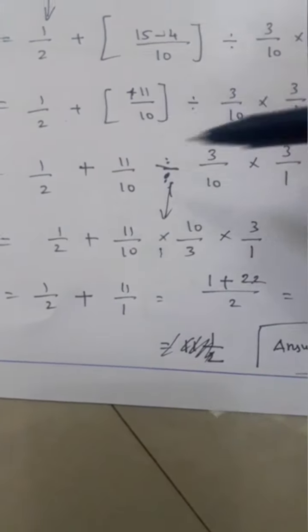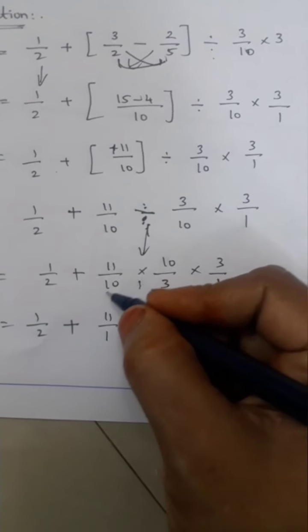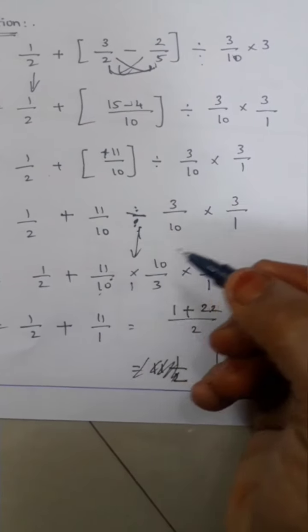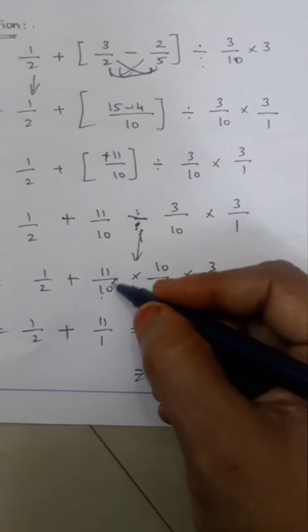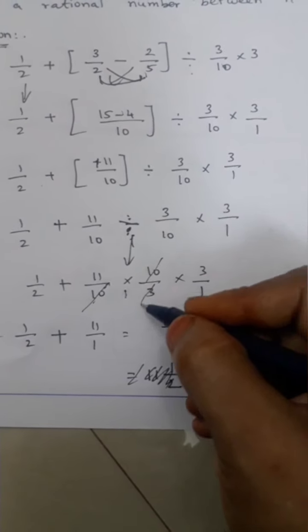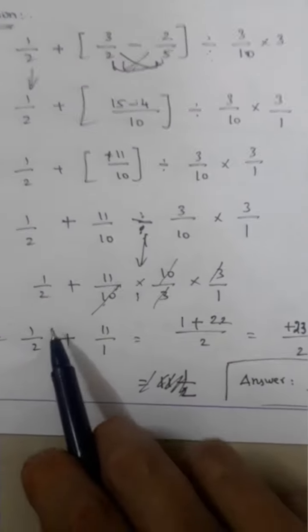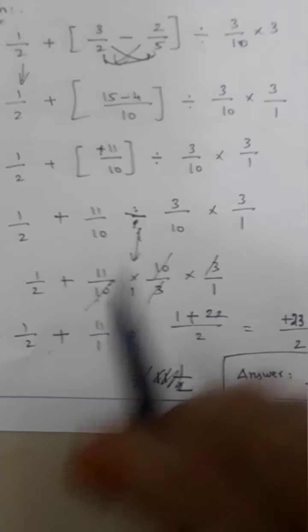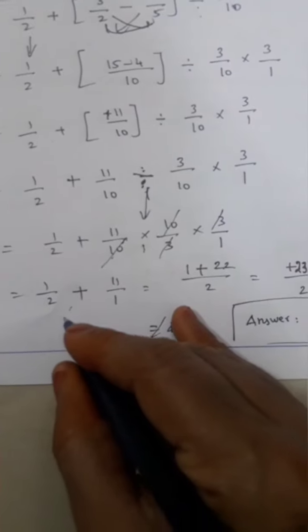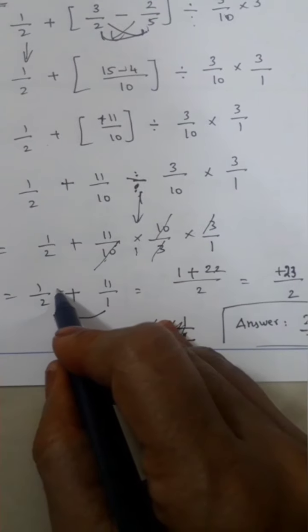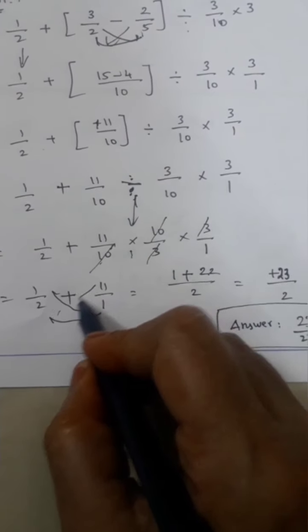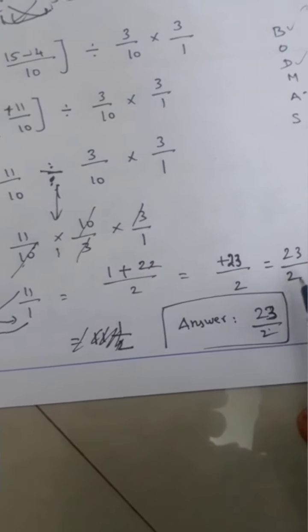3 by 1. Now 1 by 2. 10 10 strike out. Here 3 3 also strike out. What is the answer remaining? 11 by 1 is the only answer. So 1 by 2 plus 11 by 1. Now the 2 numbers are different, so do cross multiplication. 1 1 is 1, 11 2 is 22, 1 2 is 2. So 23 divided by 2, the answer is 23 divided by 2.